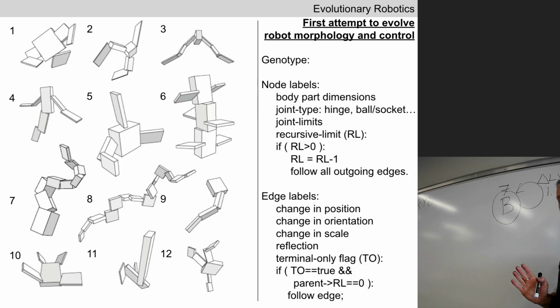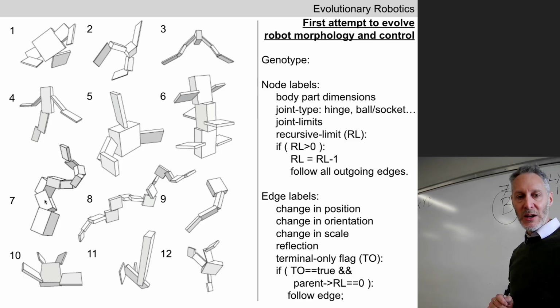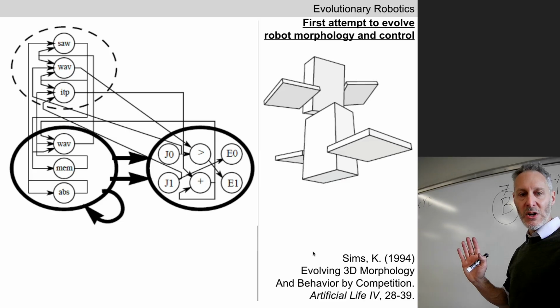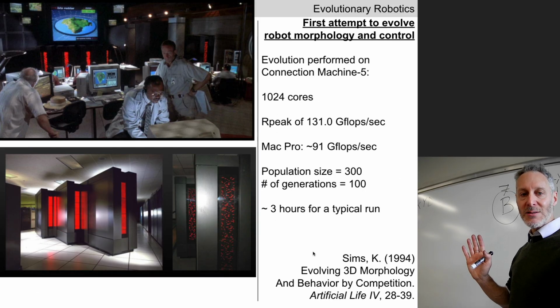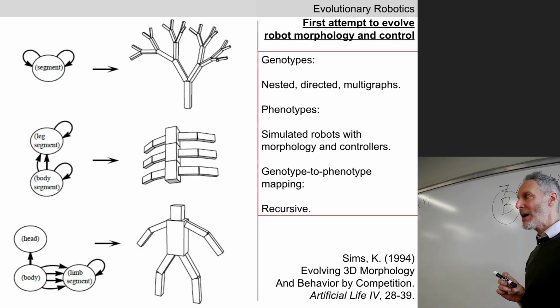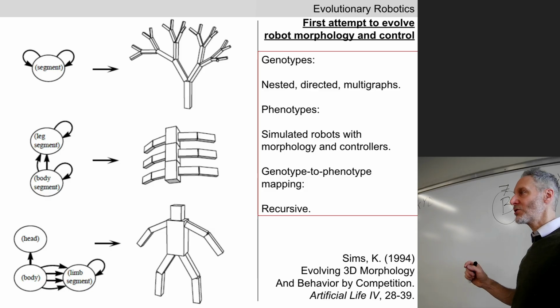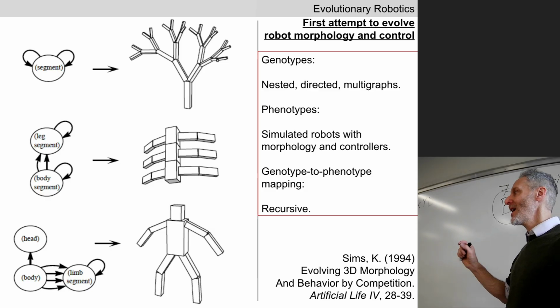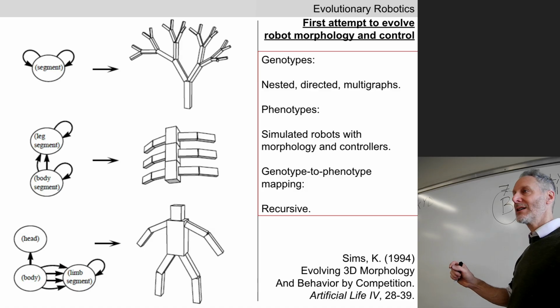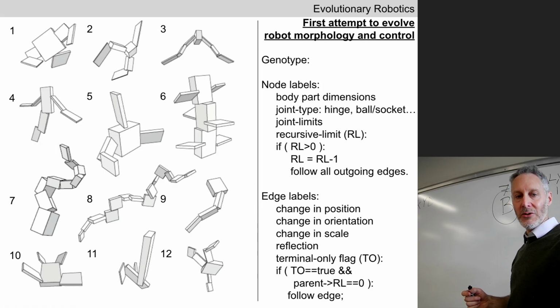Okay, non-trivial genotype to phenotype mapping. In the interest of time, there's a couple other labels here that we're not going to bother talking about. Okay, last bit of the genotype to phenotype mapping, which we haven't talked about yet, is the nested nature of the graph. What is a nested graph? As the name implies, a nested graph is a graph in which every node in that graph contains another graph.